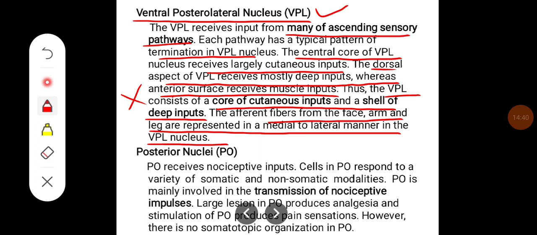Posterior nuclei. The posterior nuclei receive nociceptive inputs. Cells in the posterior nuclei respond to a variety of somatic and non-somatic modalities. The posterior nucleus is mainly involved in transmission of nociceptive impulses. A large lesion in the posterior nucleus produces analgesia, and stimulation of the posterior nucleus produces pain sensation. However, there is no somatotopic organization in the posterior nucleus.